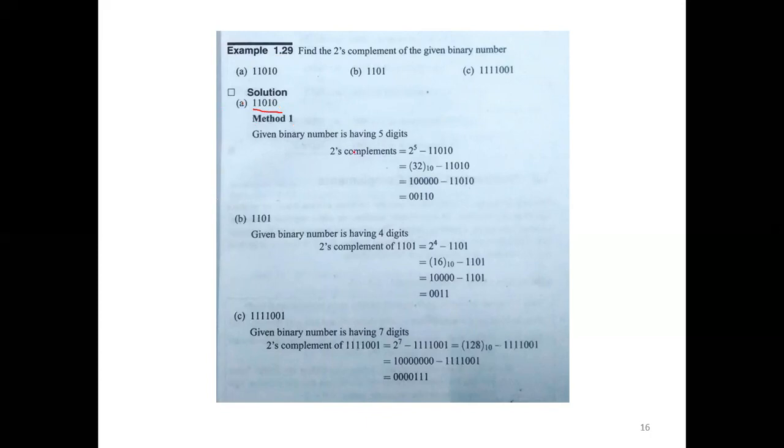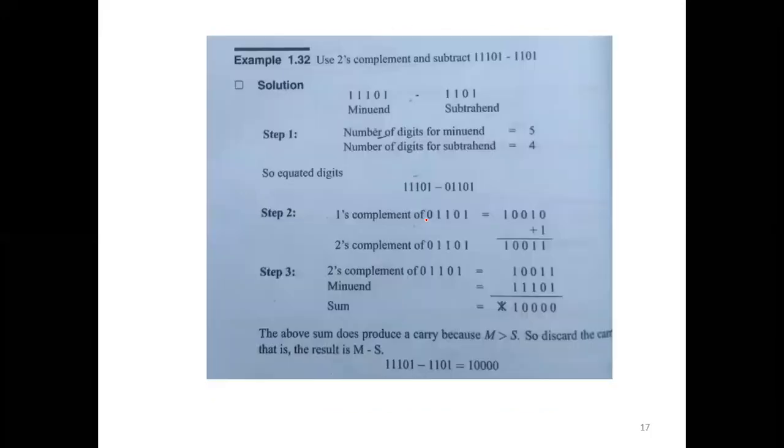Another method: the 2's complement value means 2 power 5, since here we have 5 digits. So you have to take 2 power 5, that is 32. So 32 is converted into binary. Then you have to subtract the given number from binary 32. So you will get the 2's complement of the given number. So this is another method for the 2's complement.